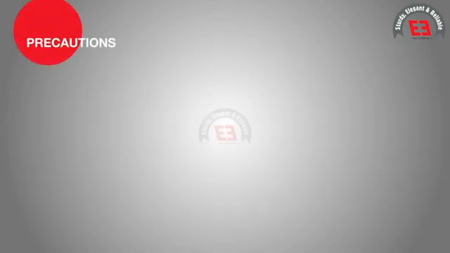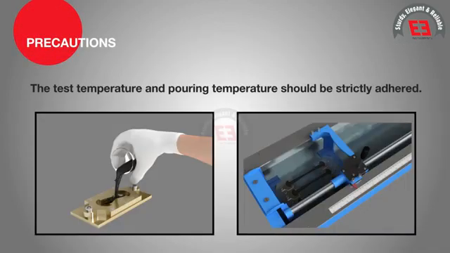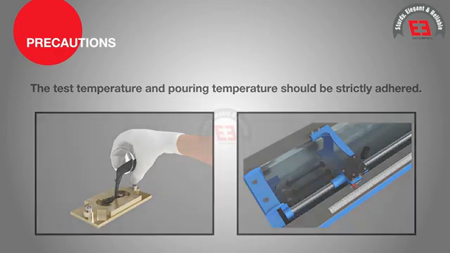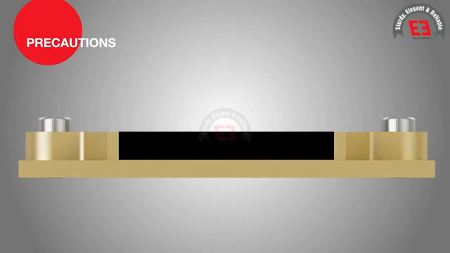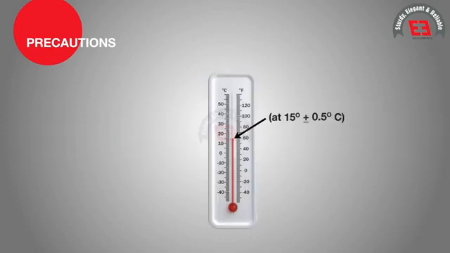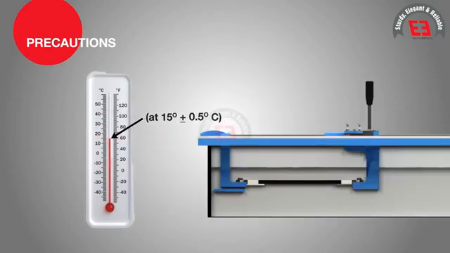Precautions: The test temperature and pouring temperature should be strictly adhered to. Minimum width at the cross section of the sample should be 10 mm by 10 mm. The test temperature of 15 degrees Celsius plus or minus 0.5 degrees Celsius and rate of pulling of 50 mm per minute plus or minus 2.5 mm per minute should be maintained as per requirement.